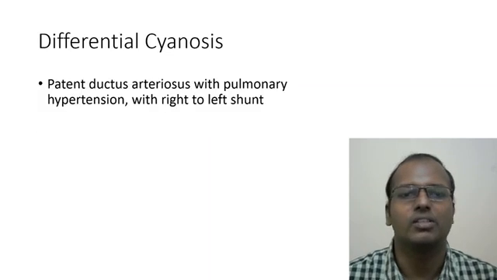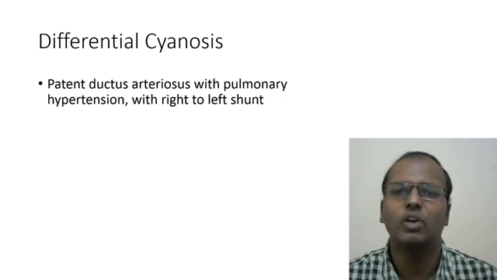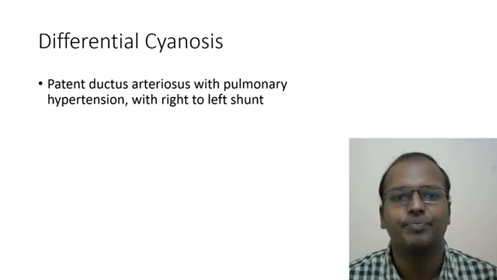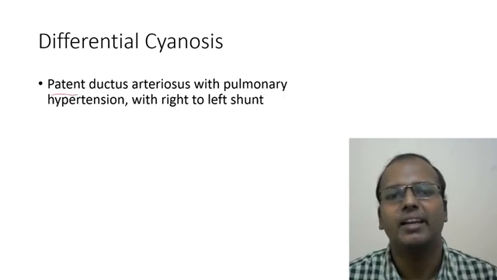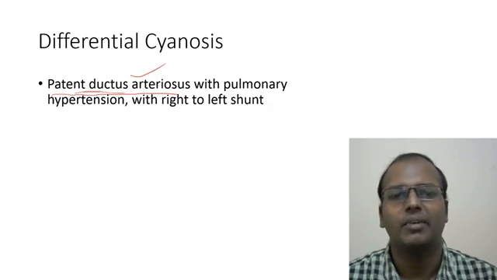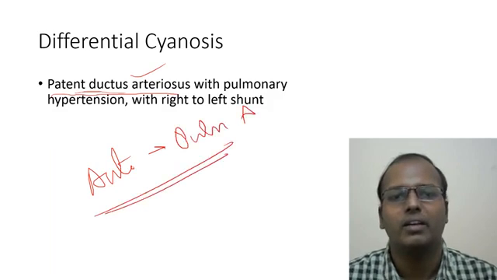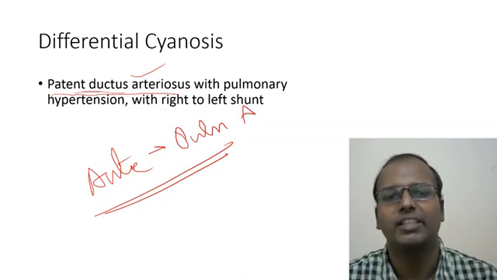So what is differential cyanosis? The upper limbs are absolutely normal, there is no cyanosis, but the lower limbs have cyanosis. So what is the physiology in PDA? Any idea? The ductus arteriosus is present in the fetus, and it connects the aorta to the pulmonary artery. As soon as the baby is born, it should close within 3 days, with anatomical and physiological closure.